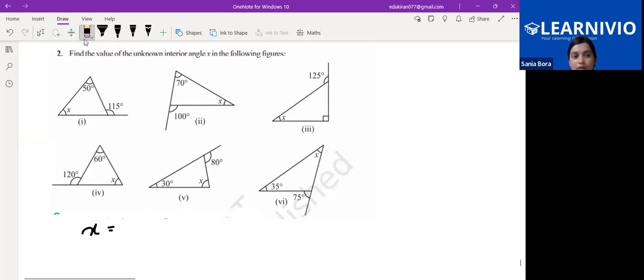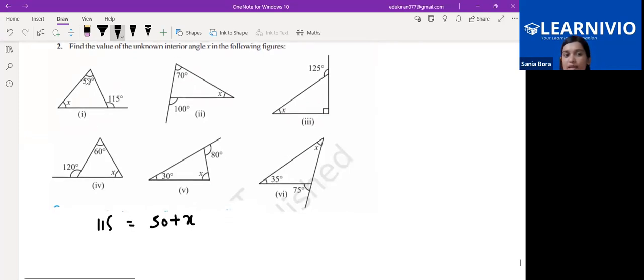Ma'am, can I tell? Wait, let me explain it to everybody. It will be 115 equals 50 plus x, because this is outside and these two are added. So 115 degrees minus 50 degrees equals x. You will simply subtract and get the answer. Once you subtract 115 and 50, you get 65. The value of x is 65 degrees. So everybody quickly copy this first one.